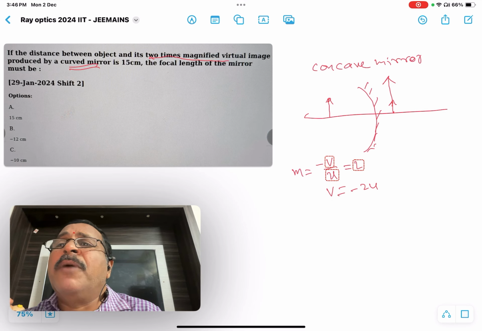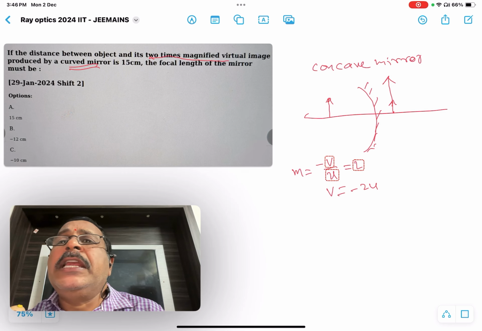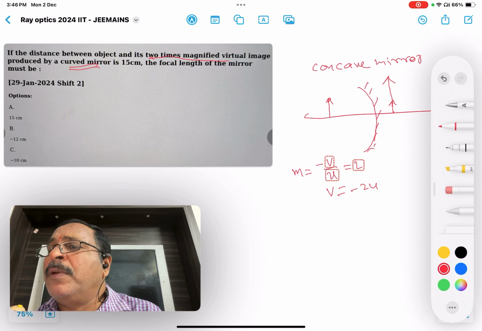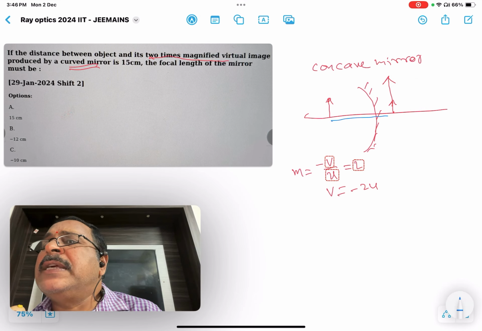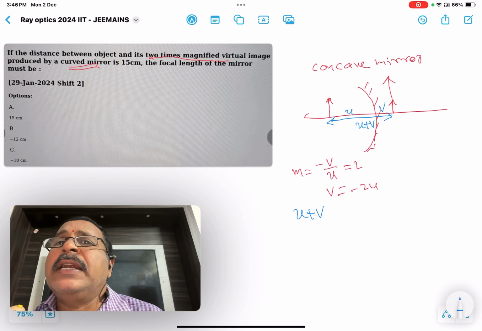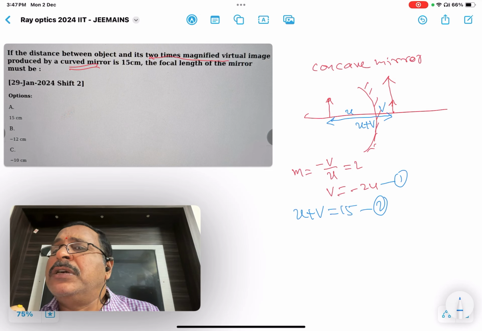This is the formula. Now what is being asked? The distance between object and image. So this distance I am representing with blue color pen. So this is the distance. This is u, this is v, u plus v. So the u plus v value is mentioned there, that is 15 centimeter. Okay, so if you substitute 1 in 2, then what happens?